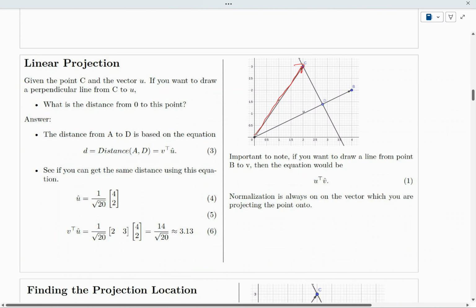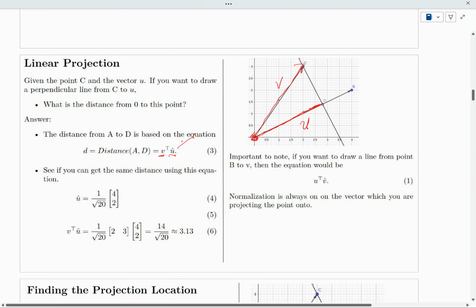If we want to draw a perpendicular line from C to U, kind of form a triangle. What is the distance from this 0 to D? Like, what is this distance when we draw a line below? Well, it turns out that the equation for this distance is really easy. If this is U and this is V, the distance is simply V times U hat.